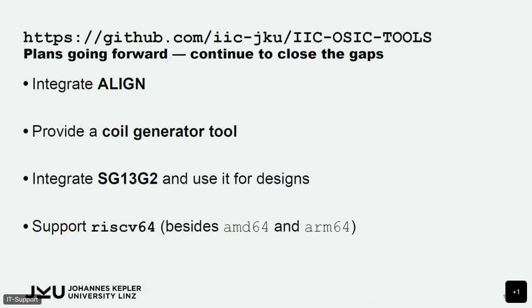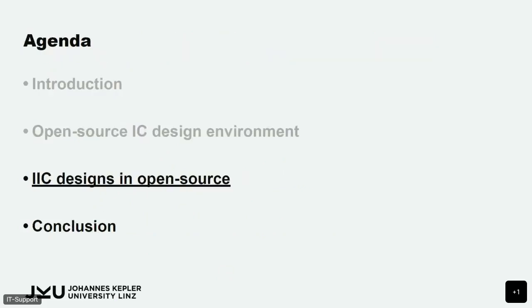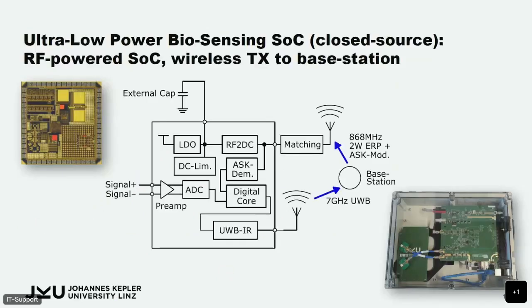So this is now what's going on next, and I'm sure there will be further releases. So Align will come, the coil generation tool will come. We will, of course, properly integrate the SG13G2 once the pieces are ready. And I have a midterm goal. Besides these two, I also want to support RISC-V 64 because I think that fits the theme. And once RISC-V server hardware, compute hardware is available, I want our tools to be able to run there as well.